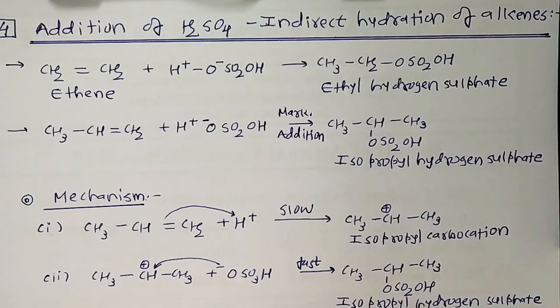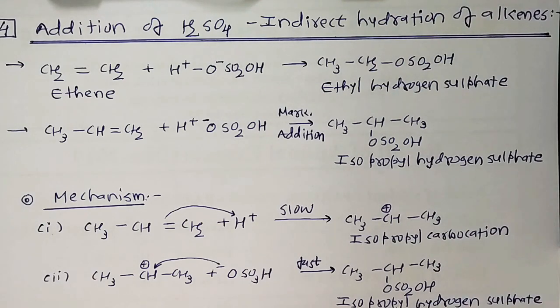Hello students. In the last sessions on the chemical reactions of alkenes, we know that alkenes normally undergo ionic electrophilic addition reactions: addition of dihydrogen, addition of halogens, addition of hydrogen halides, and now we switch over to another addition, the addition of H2SO4. As we know, this is sometimes called an indirect hydration of alkenes too.